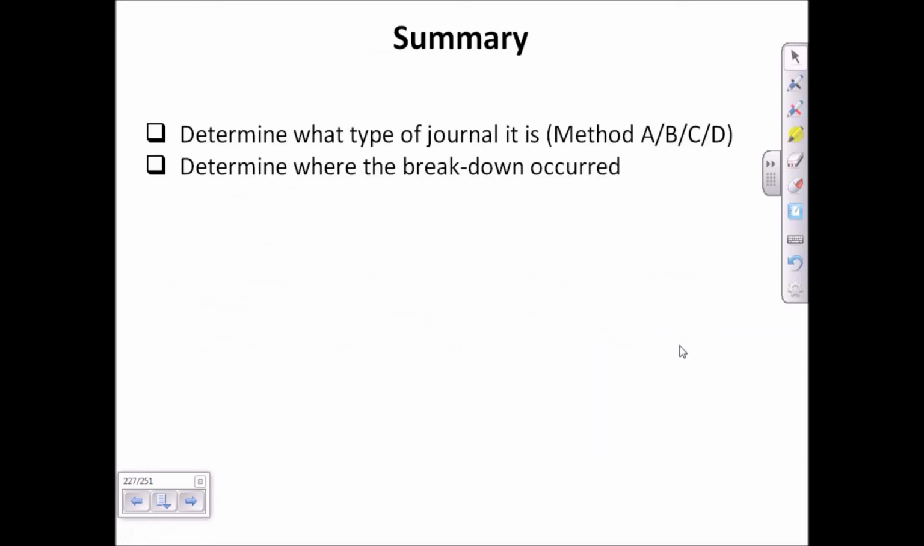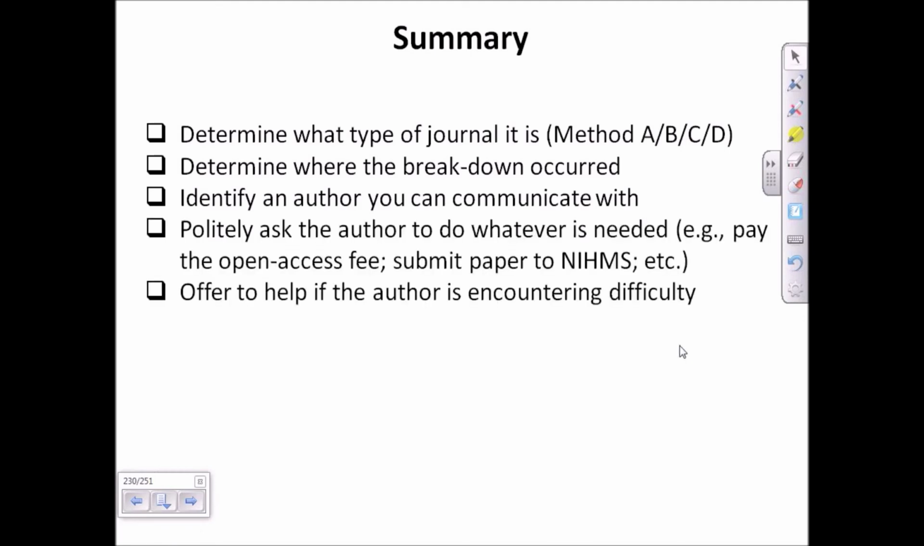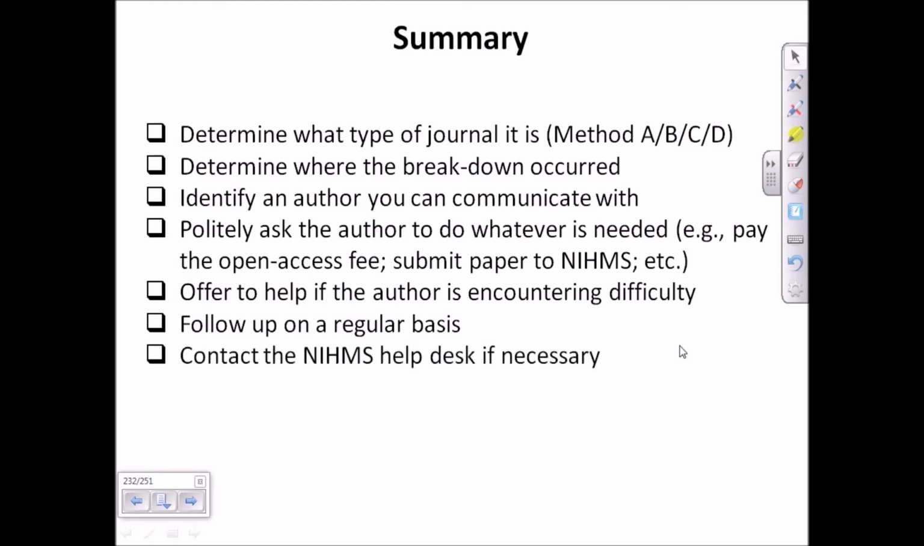So to summarize, the first thing is to determine what type of journal it is. The second thing is to determine where the breakdown occurred. The third step is to identify an author you can communicate with. The fourth step is to politely ask the author to do what is needed, and then to offer to help the author if they're encountering a problem or a difficulty, and then finally to follow up on a regular basis. And you have to follow up every week. Same with the help desk. Maybe every week go and put in a help desk ticket and say, this is important. Just keep nudging people week after week.